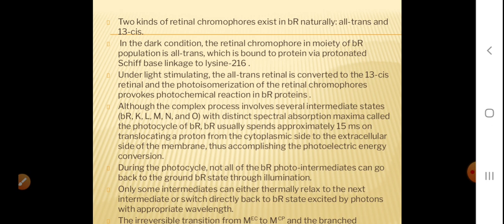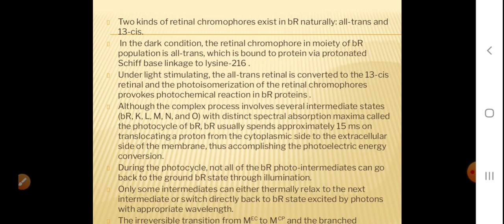So upon light stimulation, that is, in the presence of sunlight, when the Bacteriorhodopsin absorbs light, it becomes cis from all-trans conformation. During this transformation it undergoes 7 intermediate stages. While translocating protons, they undergo 7 intermediate stages which have distinct spectral absorption maxima, and the total time taken for this process is just 15 microseconds.